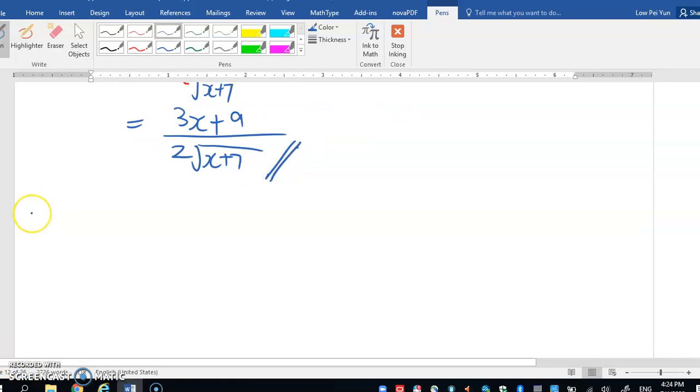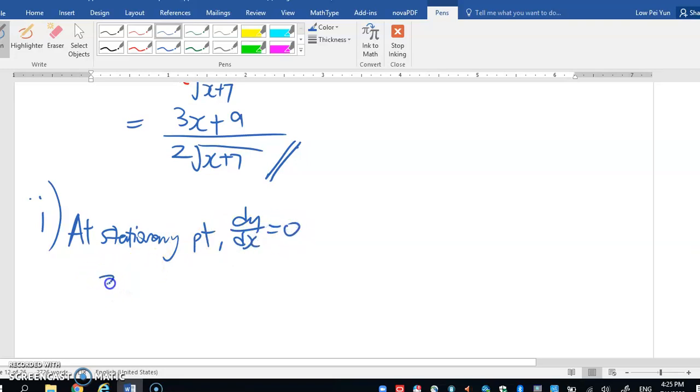Now let's move on to part 2. I need to use my dy/dx to find the coordinates of the stationary points. So I'm going to write again: at stationary points, we have dy/dx equal to 0. So (3x plus 9) over 2 root (x plus 7) is equal to 0.